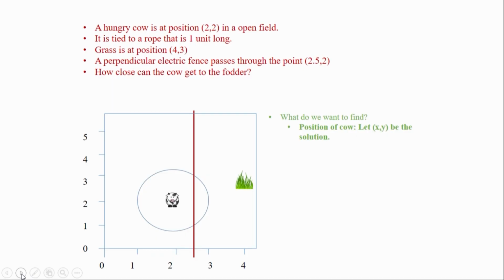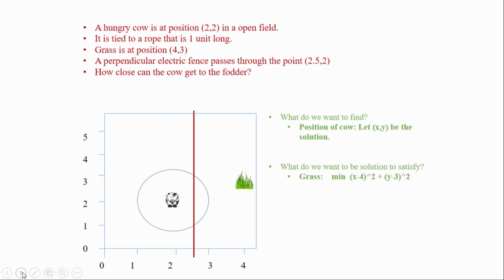So let's make this more formal. So what do we want to find? This is the position of the cow. Let x comma y be the solution, which means the answer to this problem. And so what do we want the solution, the answer, the point, the closest point of the cow to the fodder to actually satisfy, right? So we want to satisfy this particular objective function, right?